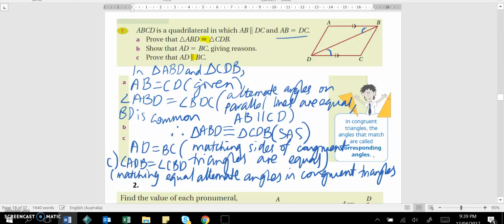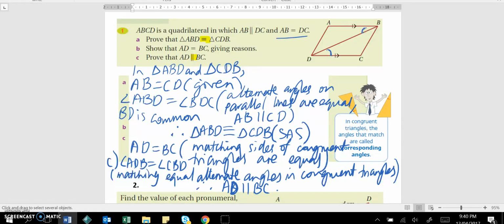So because the fact that they're congruent, you can say they're matching equal alternate angles, and because they're alternate, therefore AD is parallel to BC. Okay, so that's the first question done.